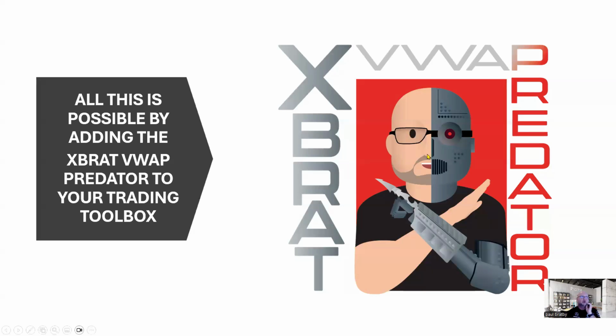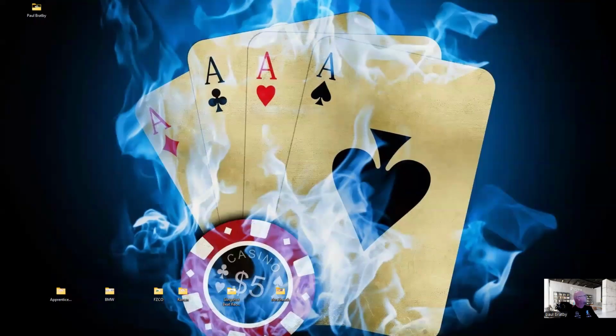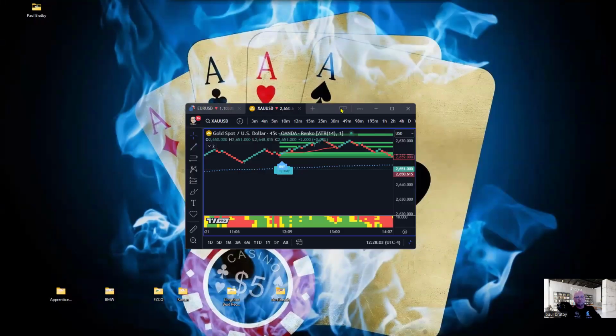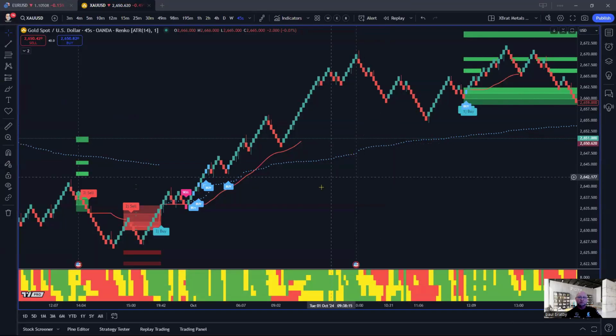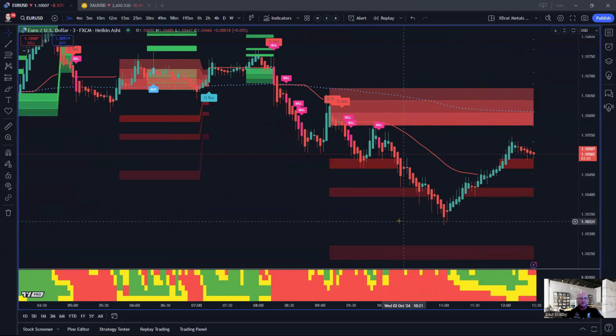So VWAP Predator color codes. There are no dashed green lines. It does color the candles, and I'm going to go through an example of that now on TradingView. I just want to go through some examples on TradingView with our VWAP Predator. So go Euro US dollar, for example.